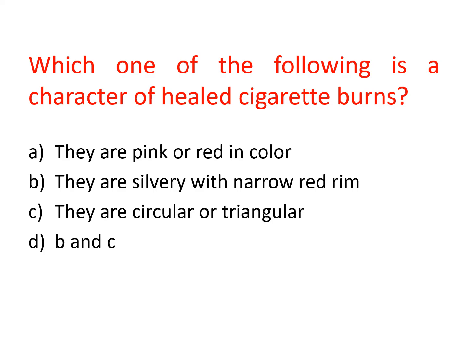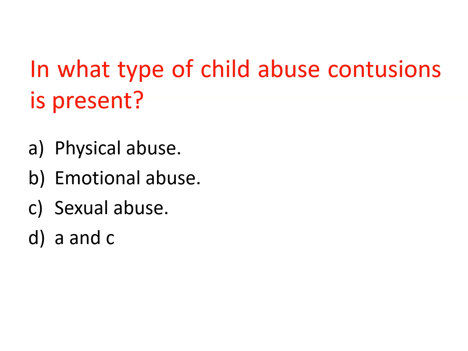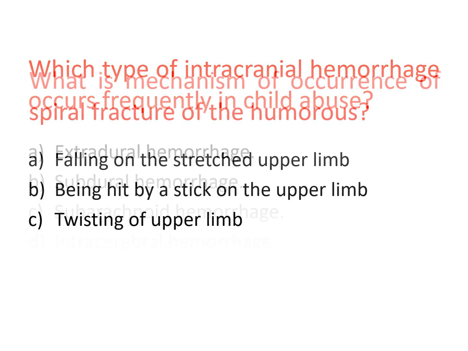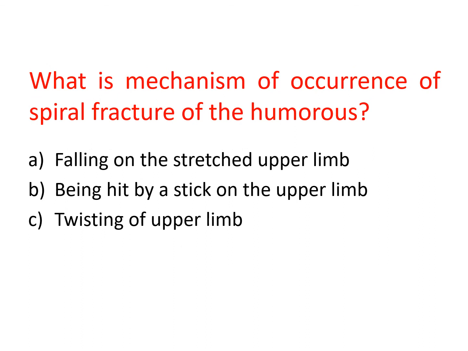Which one of the following is a character of healed cigarette burns? They are pink or red in color. They are silvery with a narrow red rim. They are circular or triangular, B and C. In what type of child abuse is contusion present? Physical abuse, emotional abuse, sexual abuse, and C. Which type of intracranial hemorrhage occurs frequently in child abuse? Extradural hemorrhage, subdural hemorrhage, subarachnoid hemorrhage, or intracerebral hemorrhage? What is the mechanism of occurrence of spiral fracture of the humerus: falling on the stretched upper limb, being hit by a stick on the upper limb, or twisting of the upper limb?